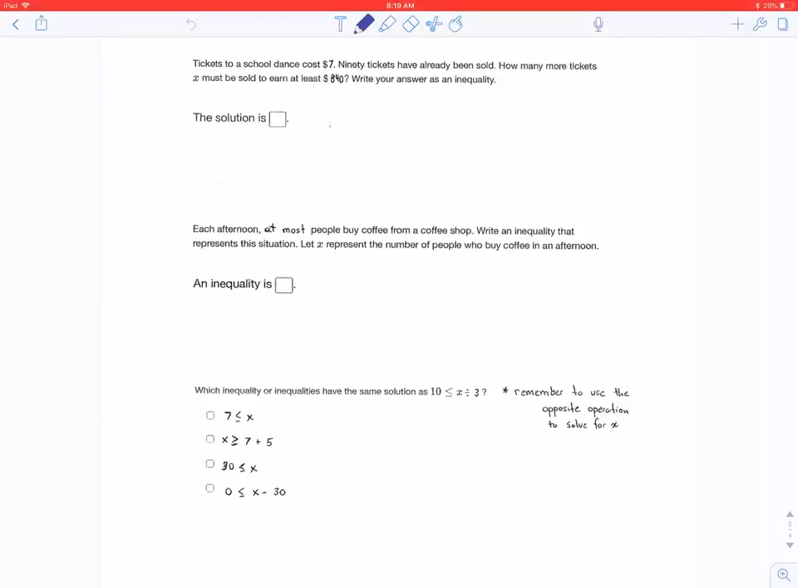All right, tickets to a school dance cost $7. 90 tickets have already been sold. How many more tickets X must be sold to earn at least $840? Your answer is an inequality.